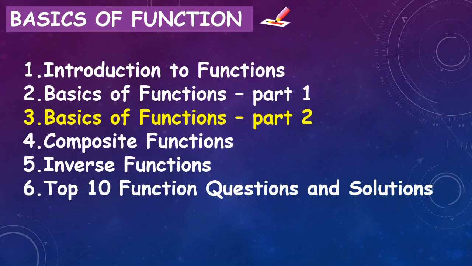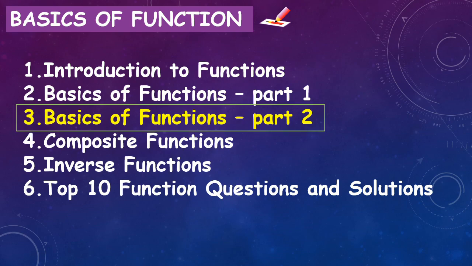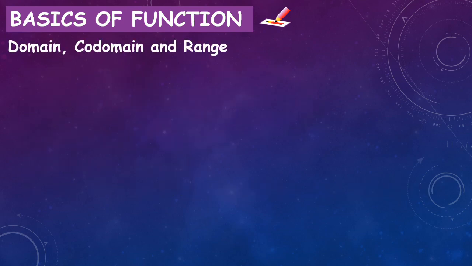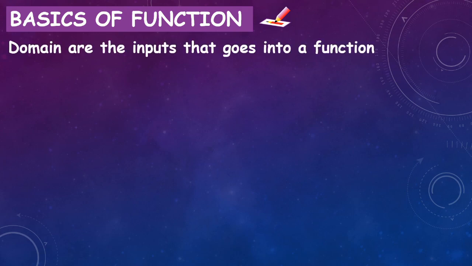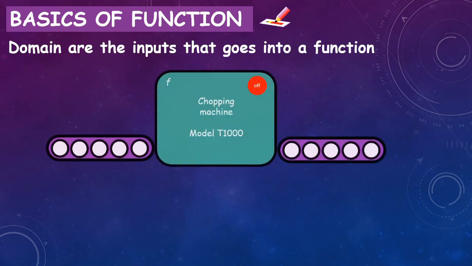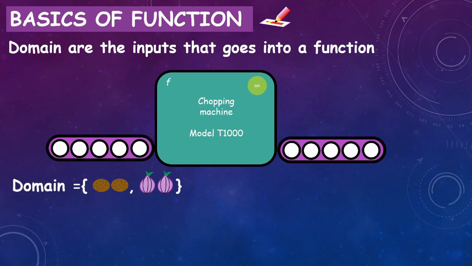We are now in the third video of functions, the basics of functions part 2. Let's try to understand domain, codomain, and range. Domain are inputs that go into a function. I have my trusty onions and potatoes to demonstrate this. As you saw, potatoes and onions went into the machine, so my domains are potatoes and onions. Another word for an input is an object.